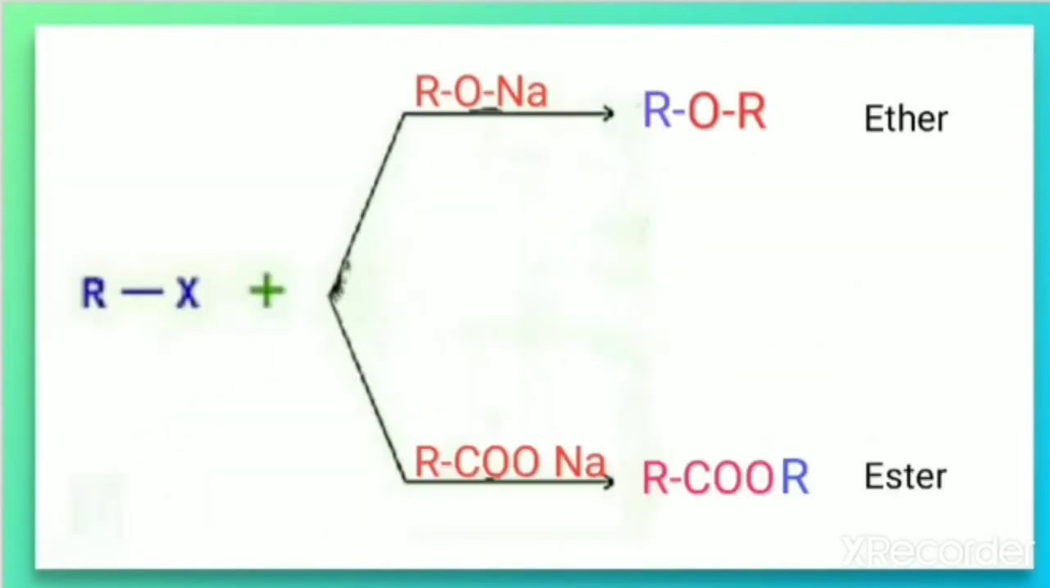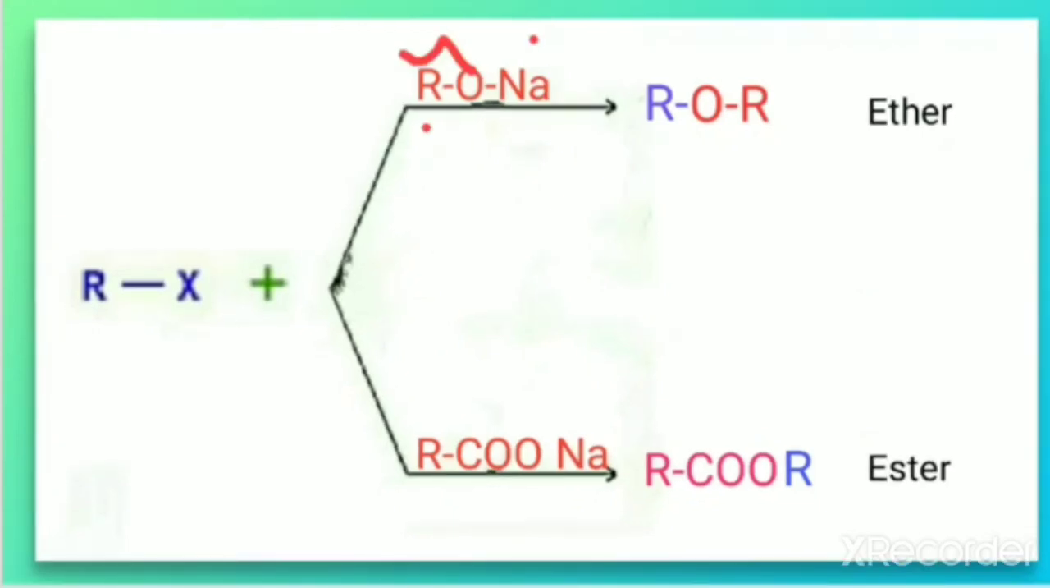Next reaction. When RX is treated with RONa, that is sodium alkoxide. How do we name this one? R is an alkyl group, and with one oxygen it is termed alkoxide. So we can name this reactant sodium alkoxide. When RX is treated with sodium alkoxide, it gives rise to ether as the product. ROR is the ether, the general formula which is given here.